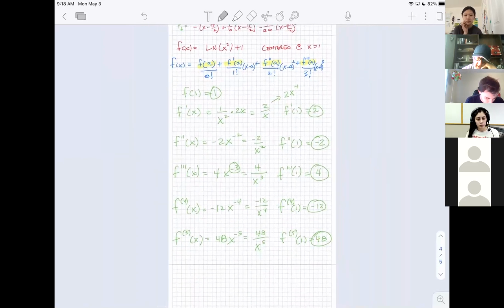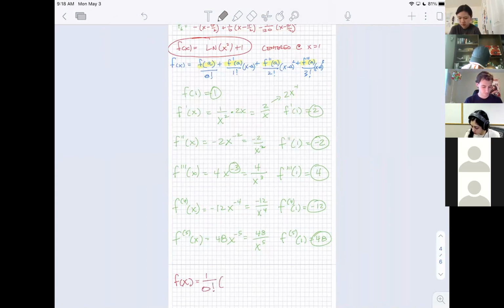So I think I have a model. This time maybe I'm just going to write it as f of x. I don't need to make up a new name for it. I'm just going to say, okay, f of x was equal to the natural log of x squared plus 1. Well, it also turns out f of x is equal to this: 1 over 0 factorial times x minus 1 to the 0, plus 2 over 1 factorial times x minus 1 to the 1. And then we get a minus sign for the first time, but notice the number didn't change: minus 2 over 2 factorial times x minus 1 squared.